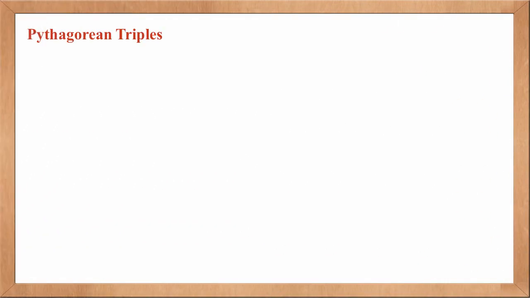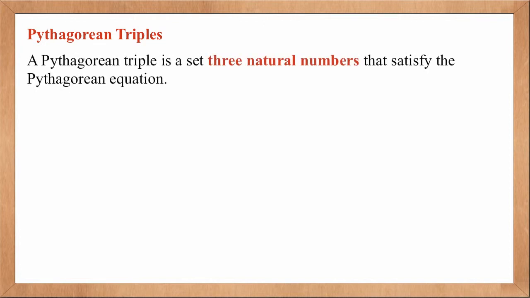What is a Pythagorean triple? The simplest definition of a Pythagorean triple is a set of 3 natural numbers that satisfy the Pythagorean equation. Now you've got to remember from algebra what a natural number is. A natural number is a number like 1, 2, 3, 4, 5, 555, 5,568, 1 million, 1 billion. Those are all natural numbers.